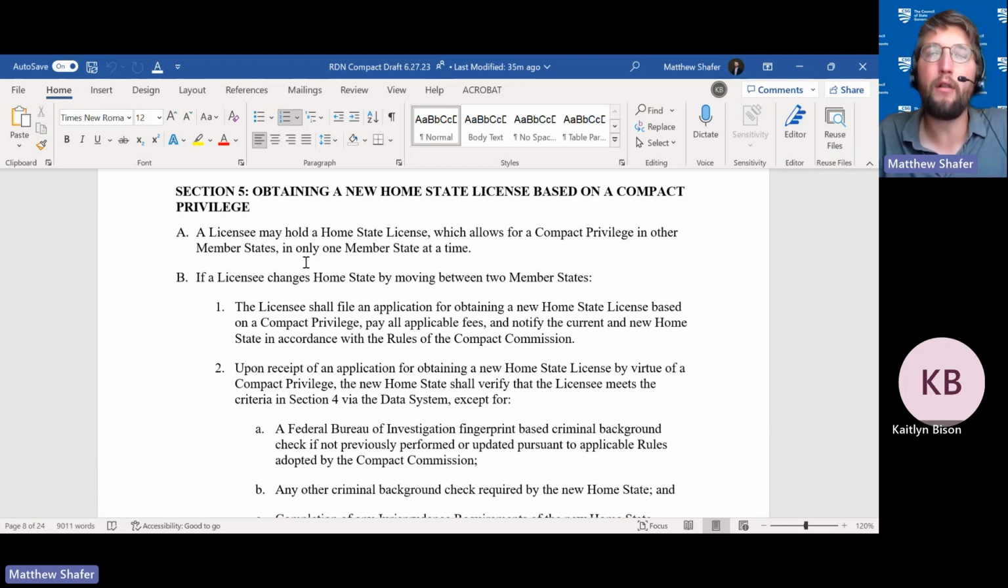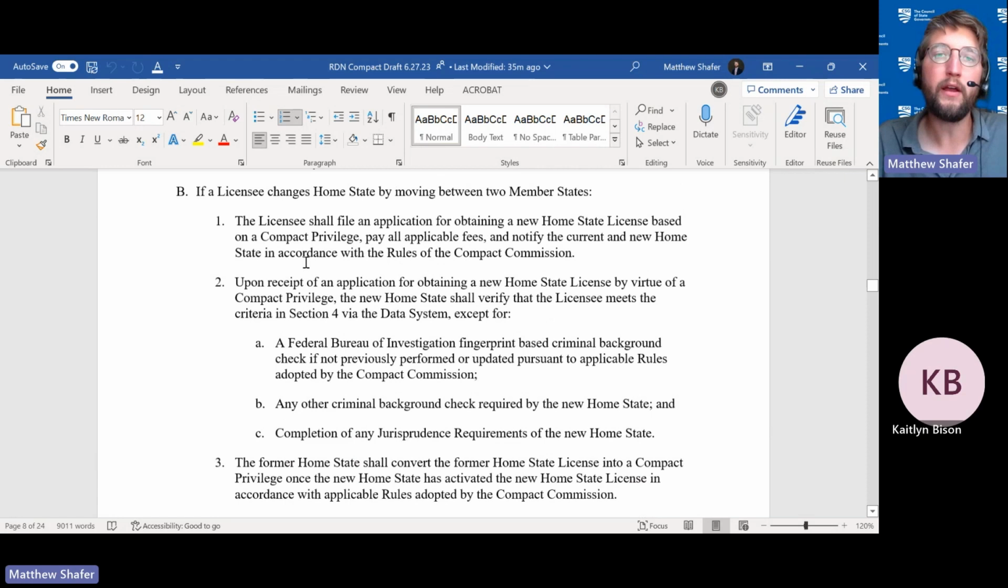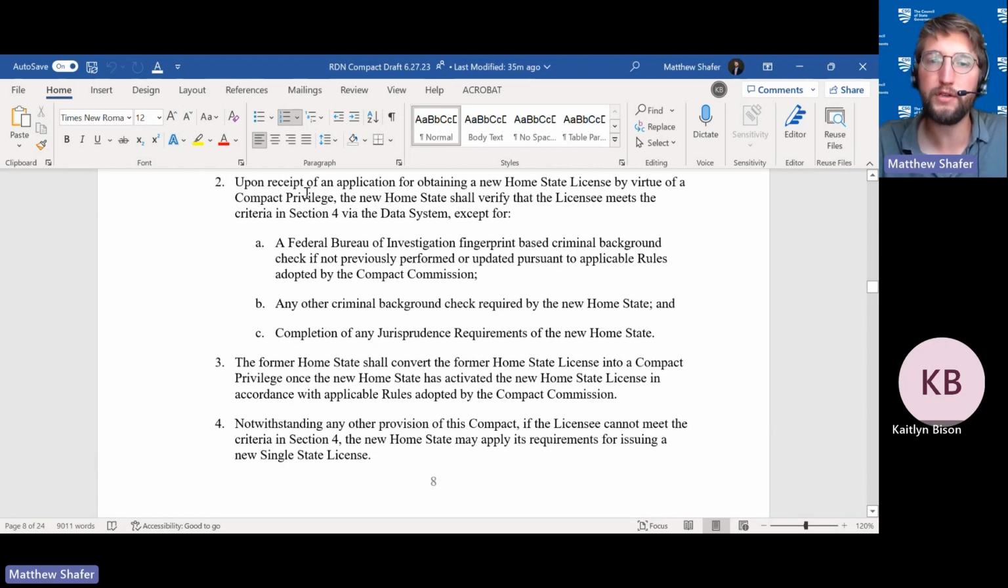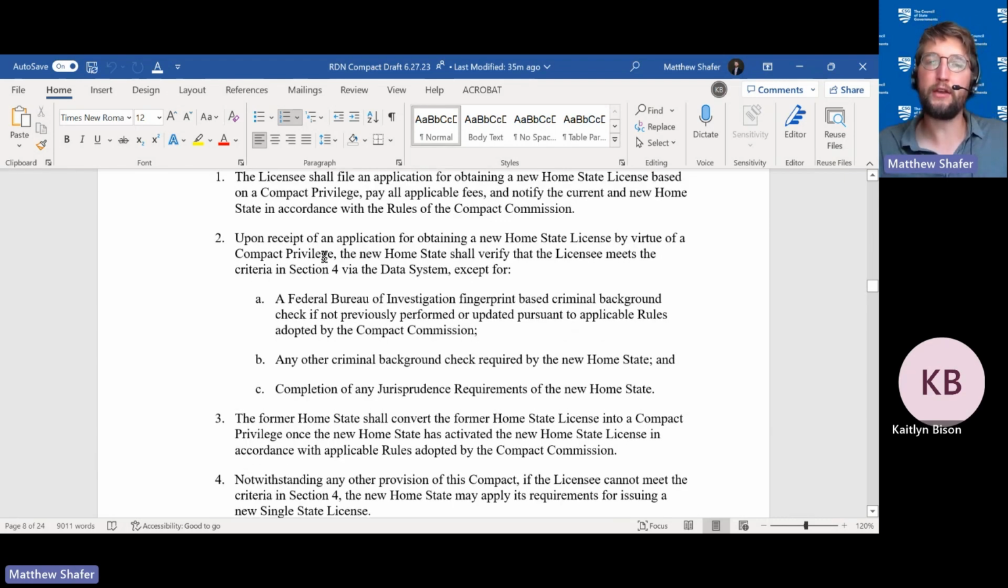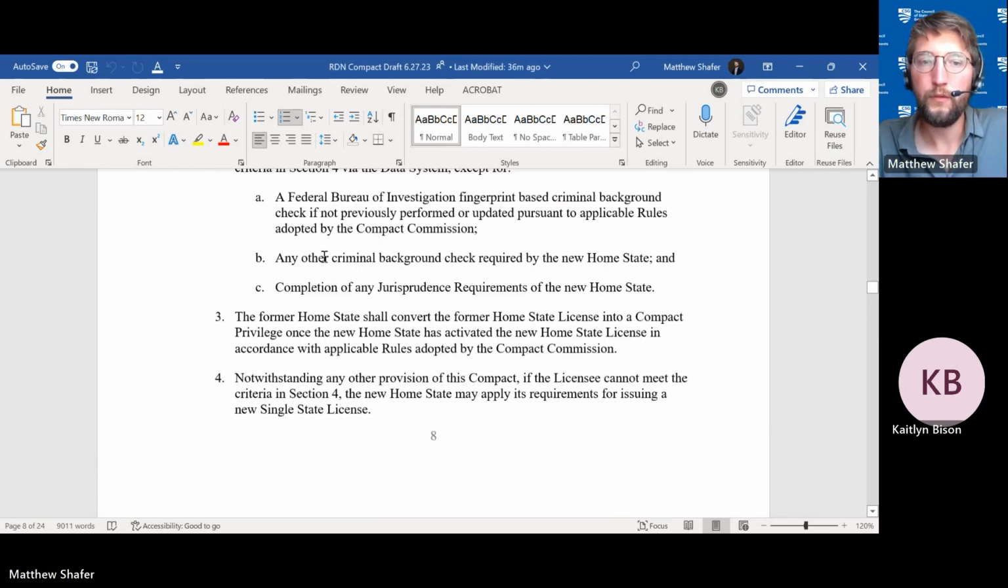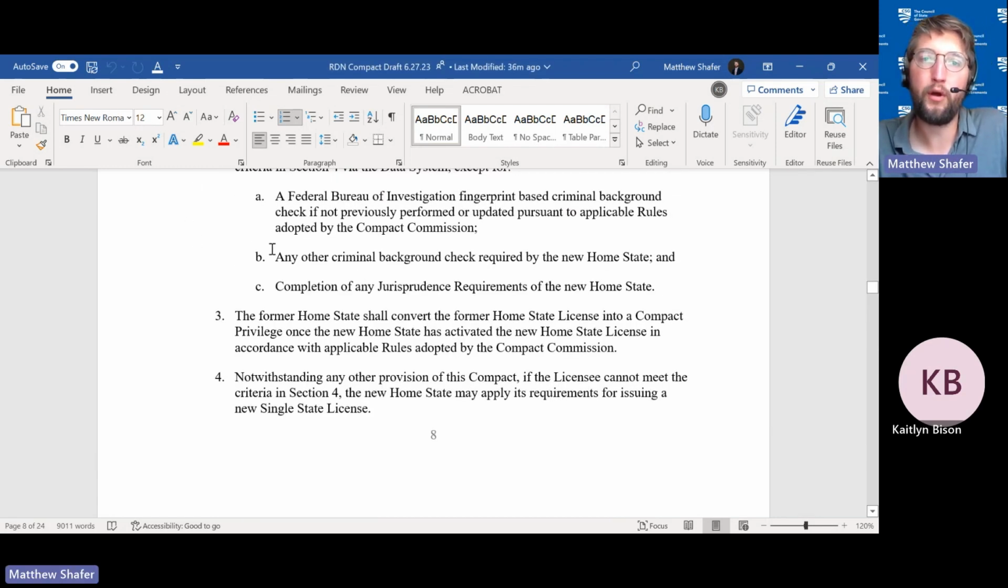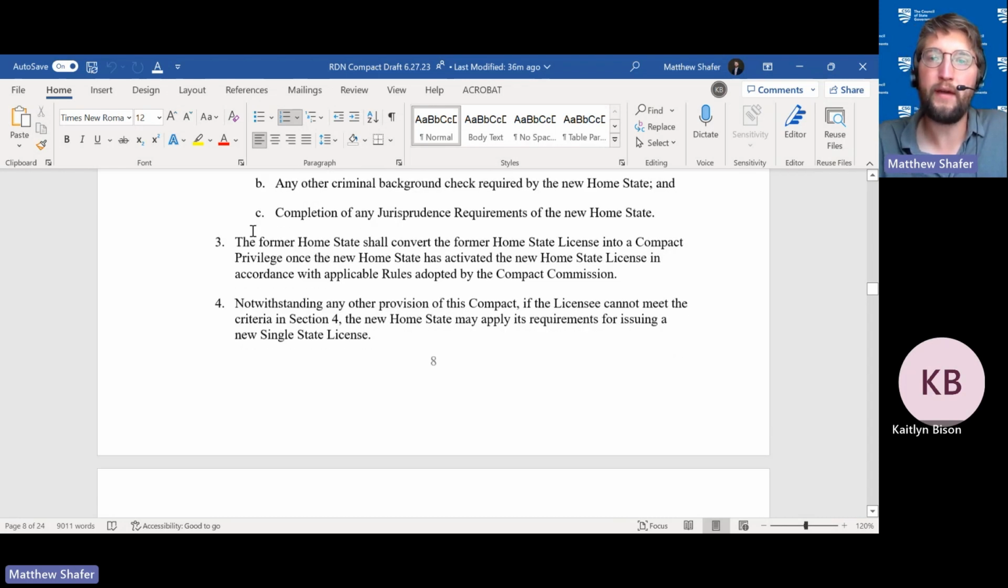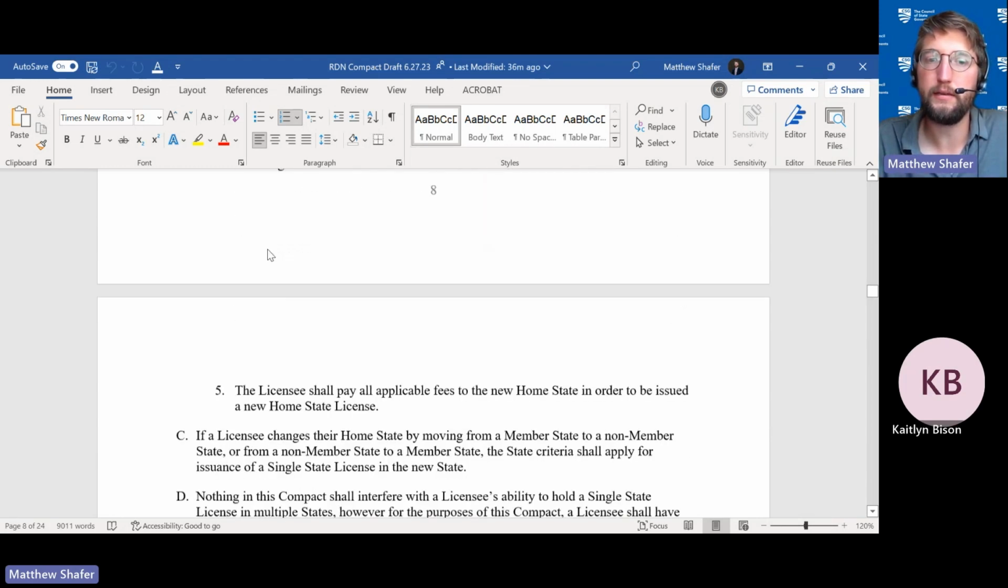So this is outlining the process for how that happens. The only thing that has to happen is a background check and any jurisprudence requirements by the new home state. So you're essentially exchanging your compact privilege for a license in the new state where you are moving. You can see here the process that's laid out. The former home state is going to convert that license into a compact privilege, and then vice versa. The new home state is going to convert the compact privilege into a license.